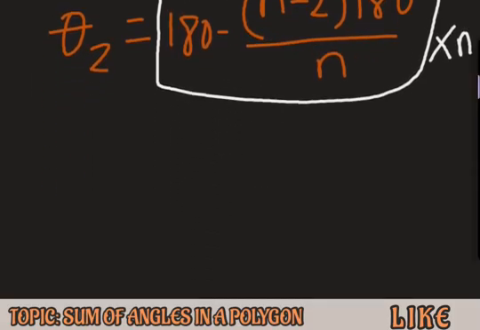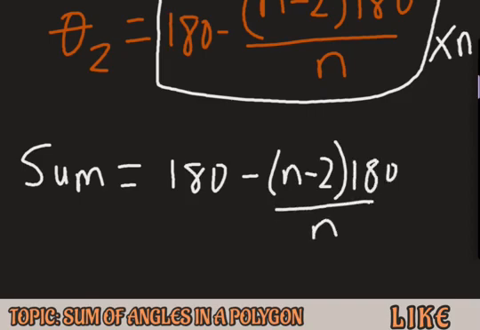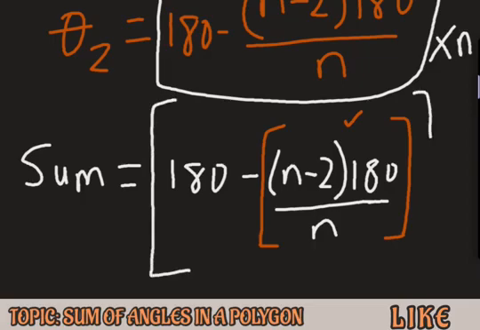So the sum of the exterior angles will be 180 minus (n minus 2) multiplied by 180 divided by n. Now it's good you put this in a bracket because you are subtracting the answer of this from 180 and not just individually. Good. And all of this will be multiplied by what? N. Now this is not really big as you may think.